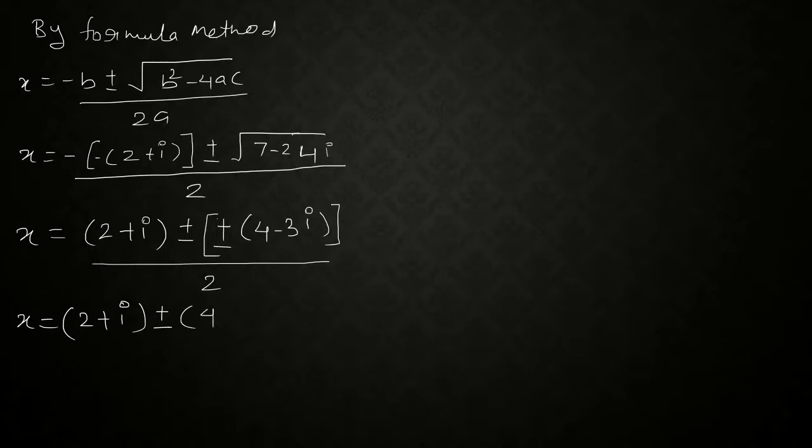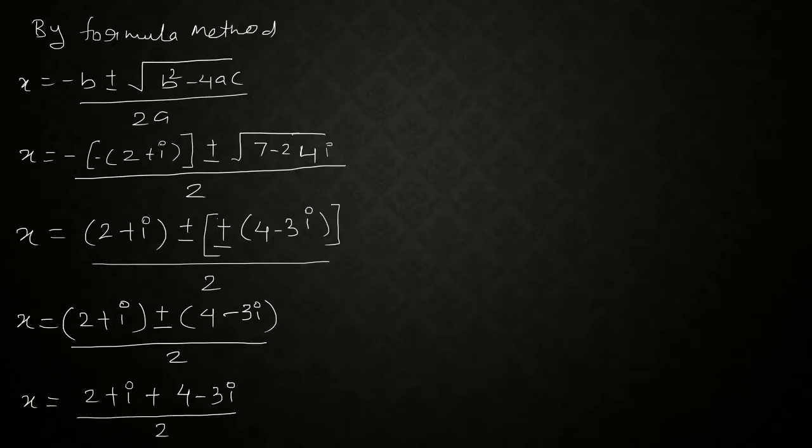After multiplying we will get plus minus 4 minus 3i, whole divided by 2. One time we will solve by plus, so we get x equal to 2 plus i plus 4 minus 3i, whole divided by 2. When we simplify this, we get x equal to 2 plus 4, which is 6, minus 2i, whole divided by 2. By taking 2 common, we get 3 minus i, whole divided by 2. So the first answer we obtained is 3 minus i.